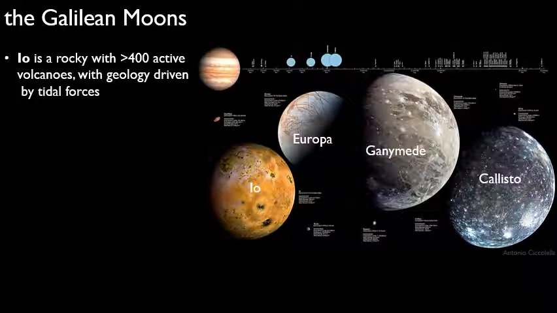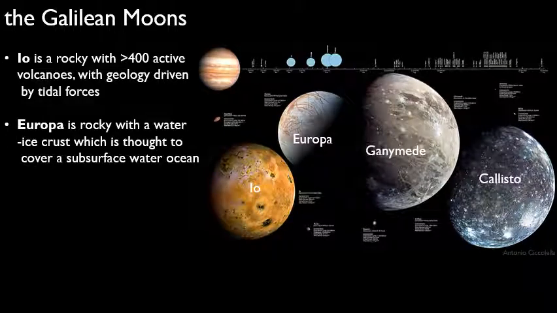So Io, this is a rocky moon. It's extremely geologically active, with more than 400 active volcanoes. And the geology here is driven by tidal forces. Io is stretched and compressed somewhat by Jupiter, which it's relatively close to, and by the gravitational forces from the other Galilean moons. And so that stretching and compressing winds up driving geology on that moon.